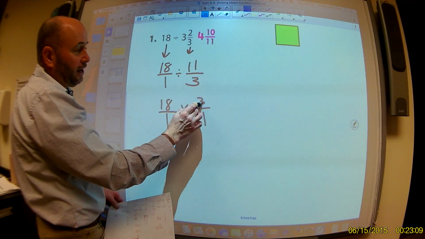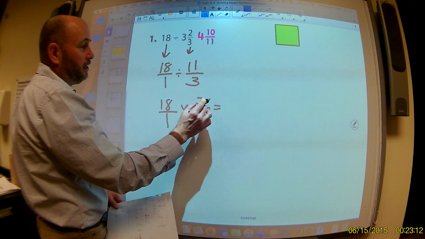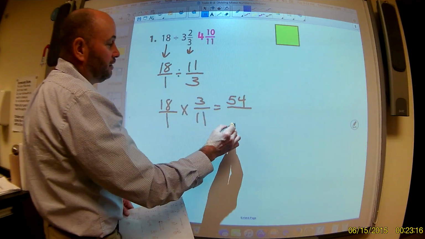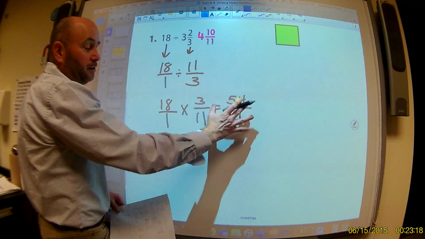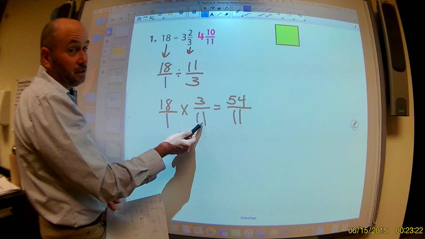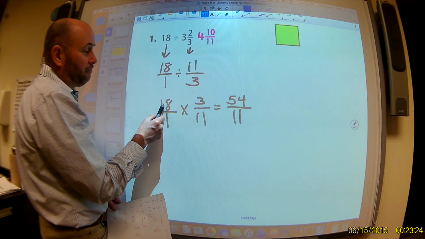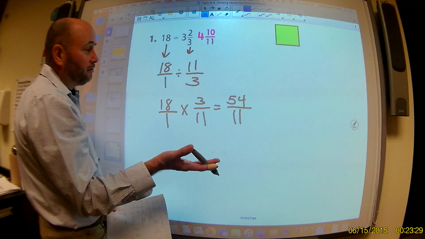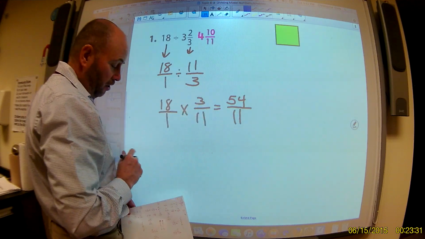When we multiply 18 times 3, we get 54. And then 1 times 11 is 11. Now notice that I went right into multiplying because there is no cross simplifying. 11 is a prime number, not a factor of 18. 3 and 1, can't reduce those any further, so we multiply straight across.